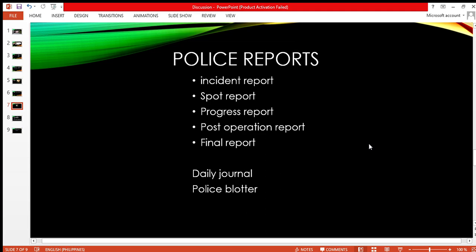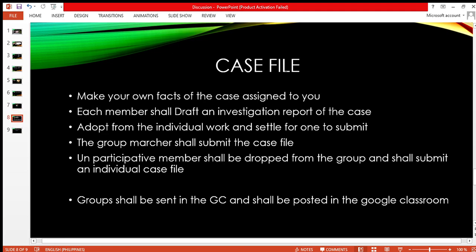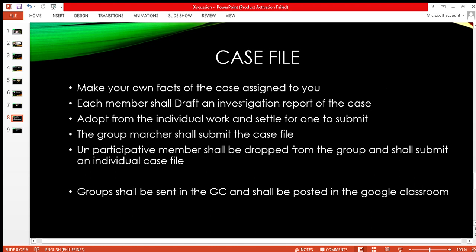I will not go further into the details of police reports because we will go into it step by step, starting from the very first step of making an incident report or a police blotter. That is why I have required you in this course that the output in the finals is for you to submit what we call a case file. I grouped you into 3 to 4 groups in a class and assigned cases for each group. So makikita nyo doon sa groupings ninyo, group 1, may nakalagay doon murder. So that will be the case that you are going to prepare.